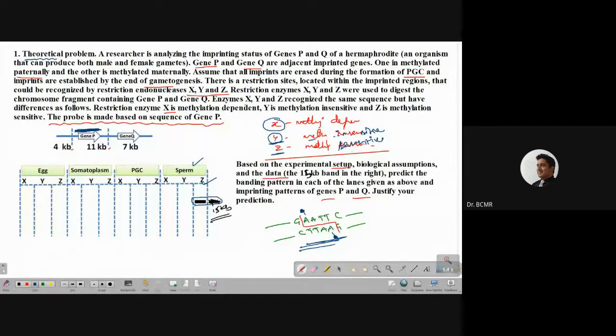This is a theoretical problem. It's about how we are thinking and trying to apply biological concepts, I mean, use these logics for biological concepts.